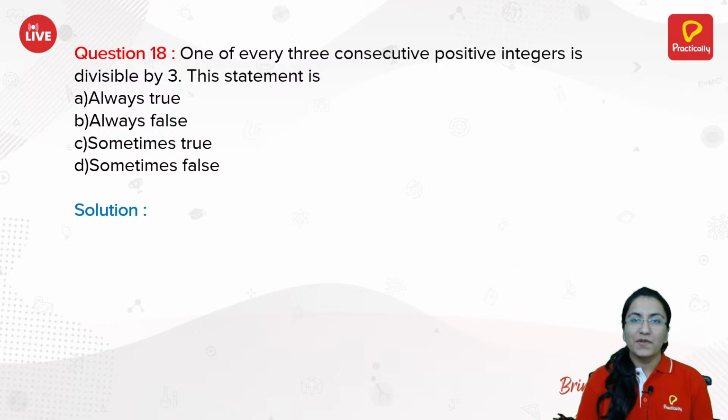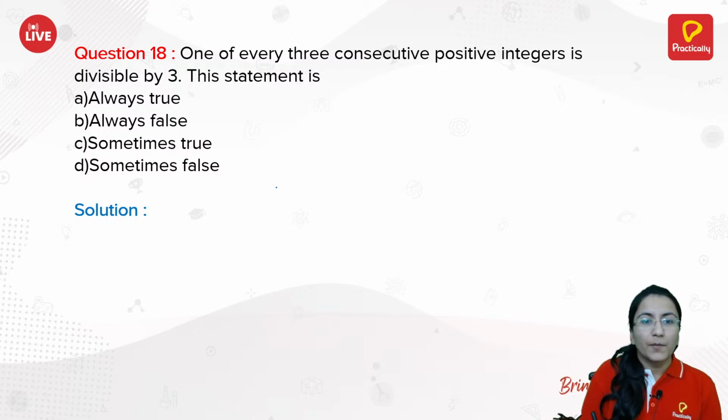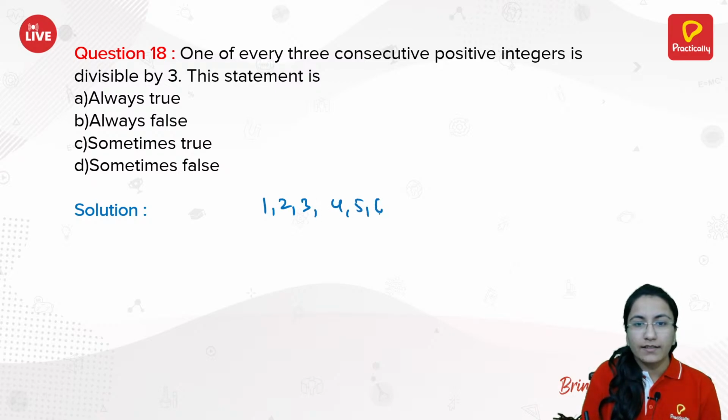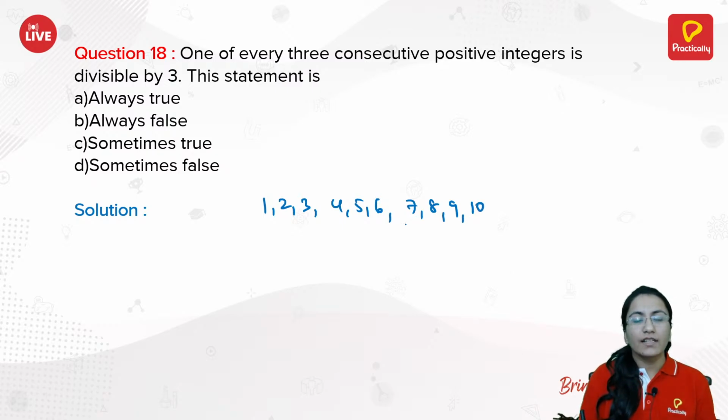Why is always true the correct option? Because out of three consecutive positive integers, after two integers, definitely the third number would be a multiple of 3, right? Pick any three consecutive numbers. If you pick from the beginning also, 1 2 3 4 5 6 7 8 9 10, right? Pick any three consecutive positive integers. You can even pick the bigger numbers. I have just taken the smallest numbers.